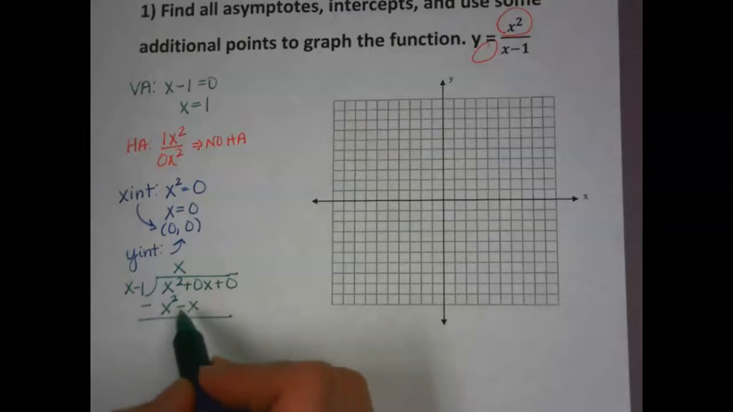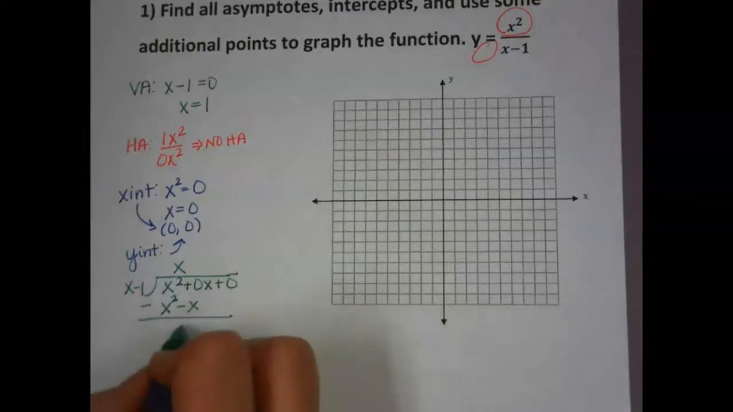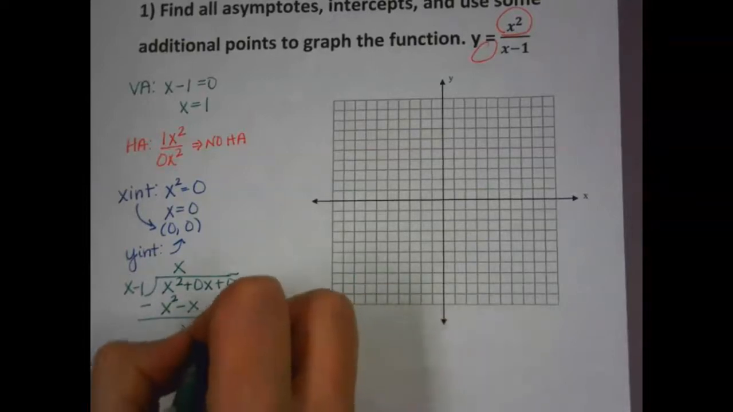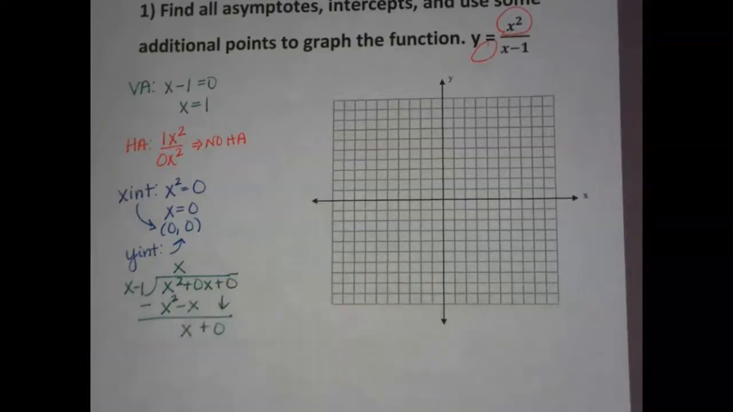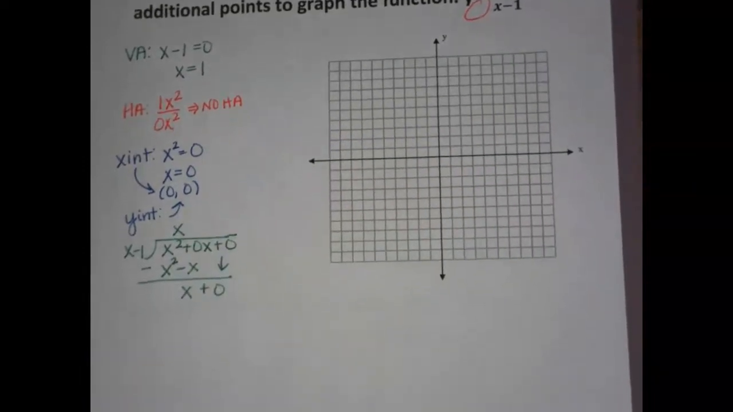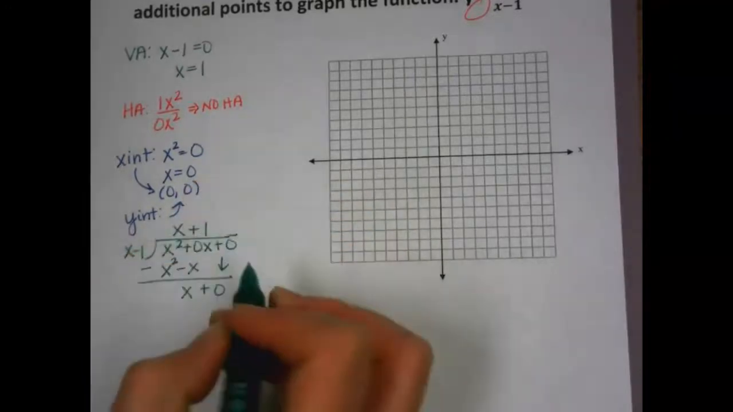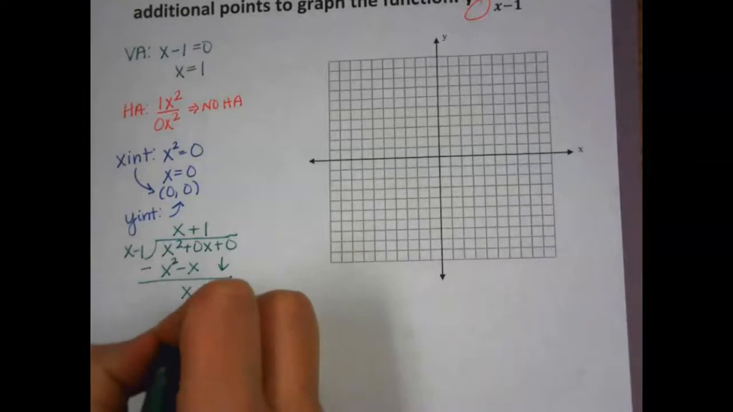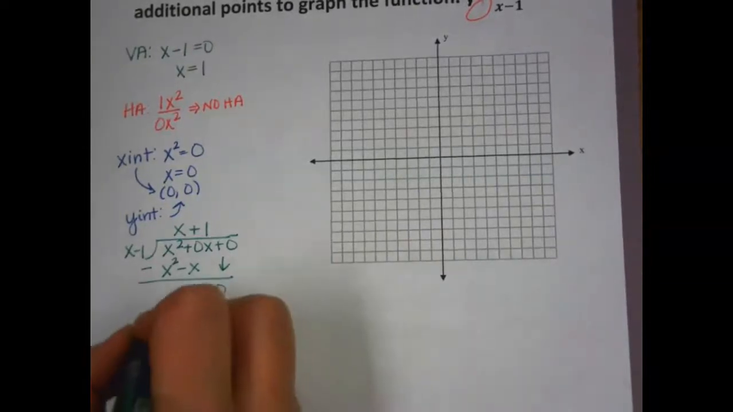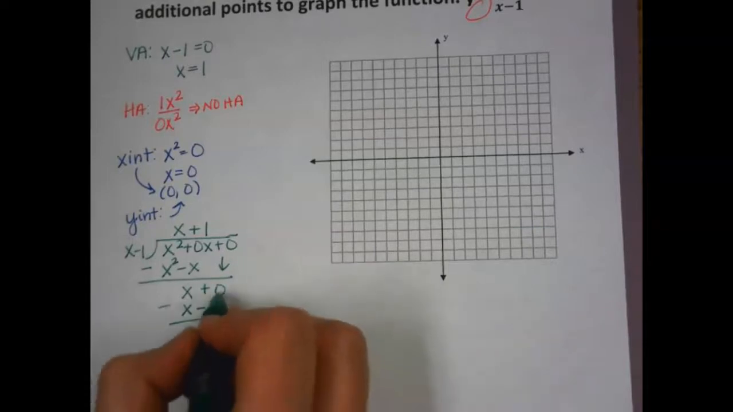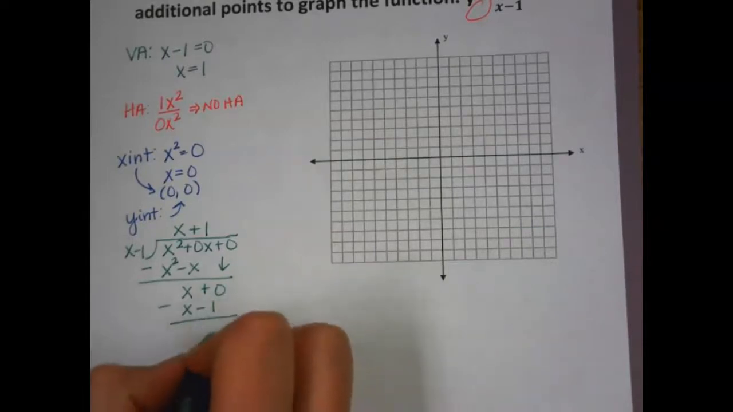So 0 minus a negative x gives us a positive x, and then we bring down. And we divide again. x divides into x one time. We then multiply x minus 1. It is x minus 1 that time. And now you're going to subtract. 0 minus a negative 1 is a positive 1.